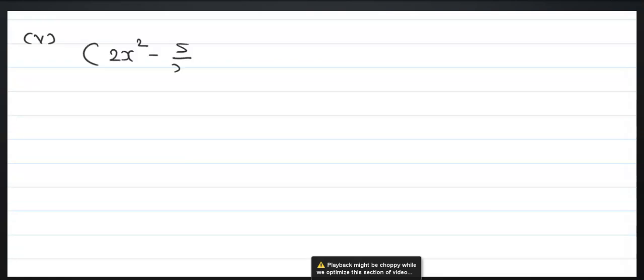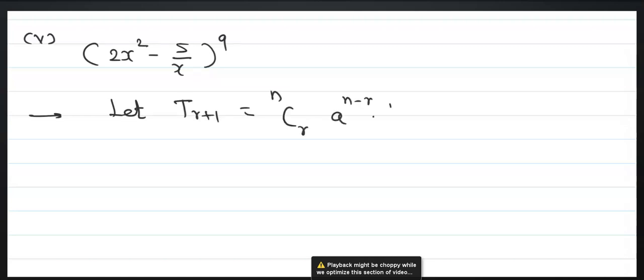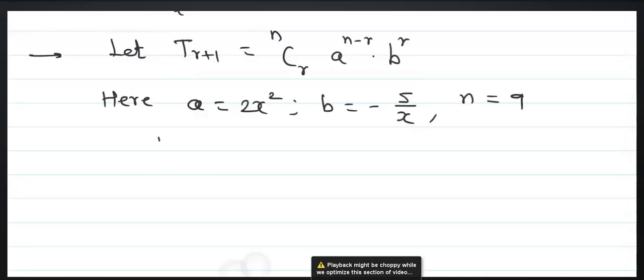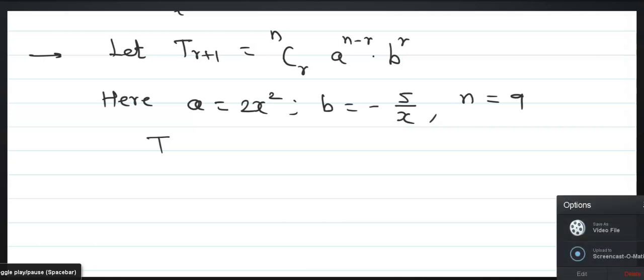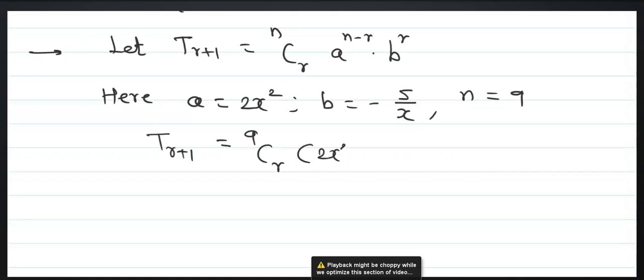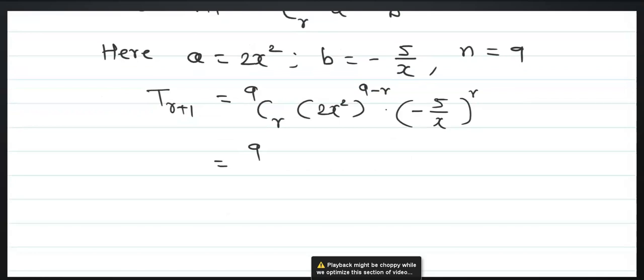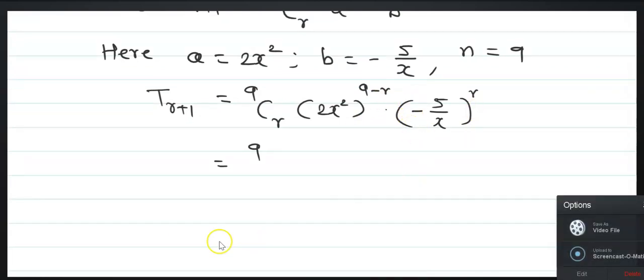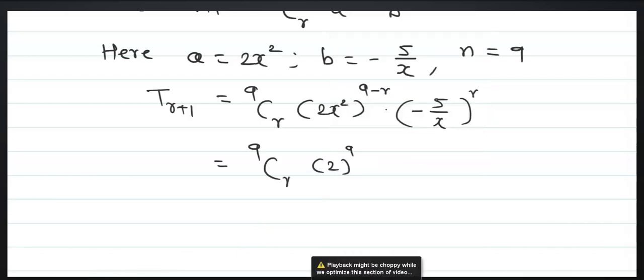Fifth one. That is (2x² − 5/x) raised to 9. T(r+1) is equal to nCr a^(n−r) b^r. Therefore, a is equal to 2x², b is equal to −5/x, n is equal to 9. T(r+1) is equal to 9Cr (2x²)^(9−r) (−5/x)^r. Therefore, 9Cr, 2x².